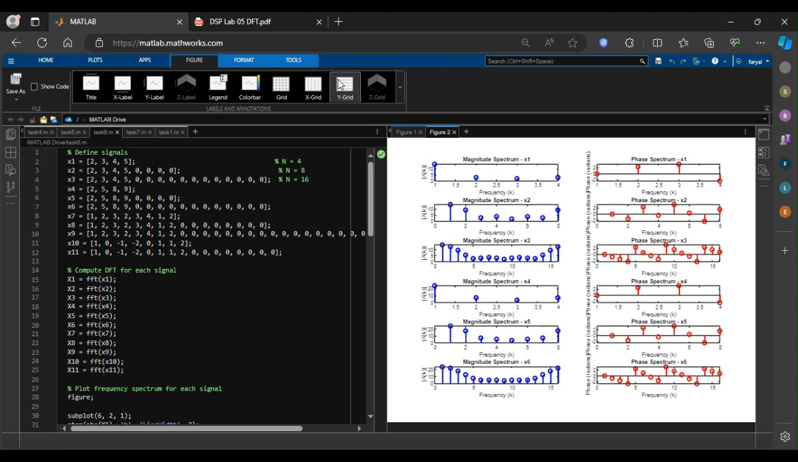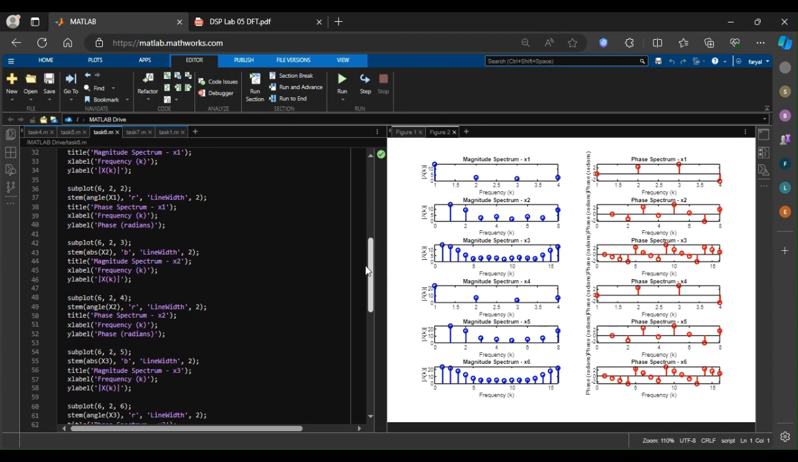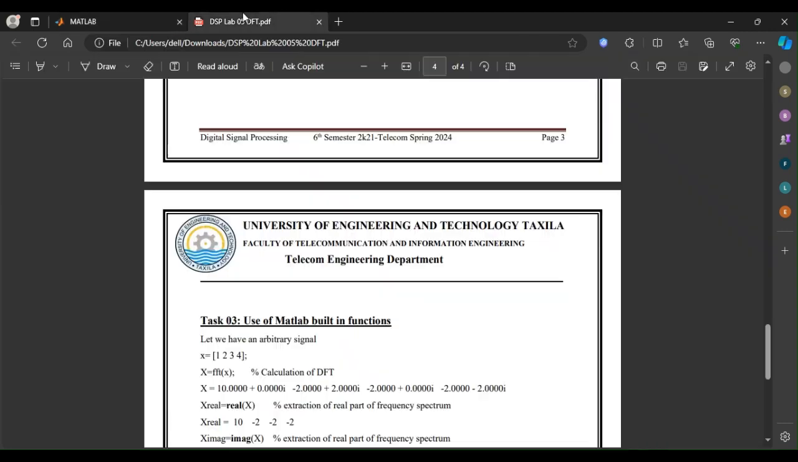So this MATLAB code basically calculates the discrete Fourier transform for a set of signals with varying length, including trailing zeros, and plots their magnitude and phase spectrum. Here the addition of trailing zeros enhances the frequency resolution, allowing for more detailed observation of frequency components in the signal. And then the rest of the code is similar to the previous one.